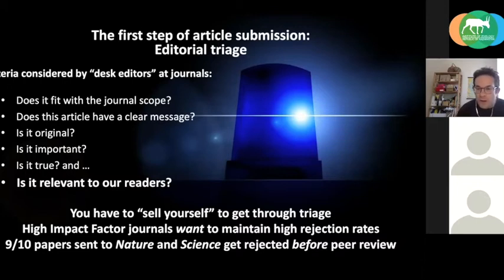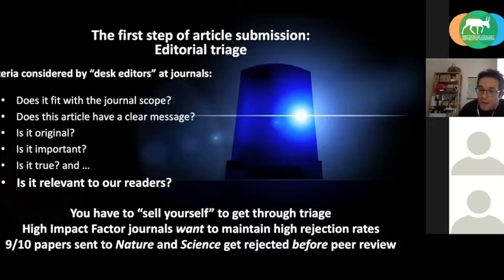That's why big journals like Nature and Science reject 9 out of 10 papers that get submitted. Editors are making initial decisions about whether the papers should be peer reviewed or not. So thinking about this with your submissions is very important at the outset. Does my paper fit with the journal aims and scope? Does my paper have a clear message? Is my paper original? Is it important? Is it true? Is it relevant to the readers of that journal? You have to sell your work to get your work successfully through the article triage process.